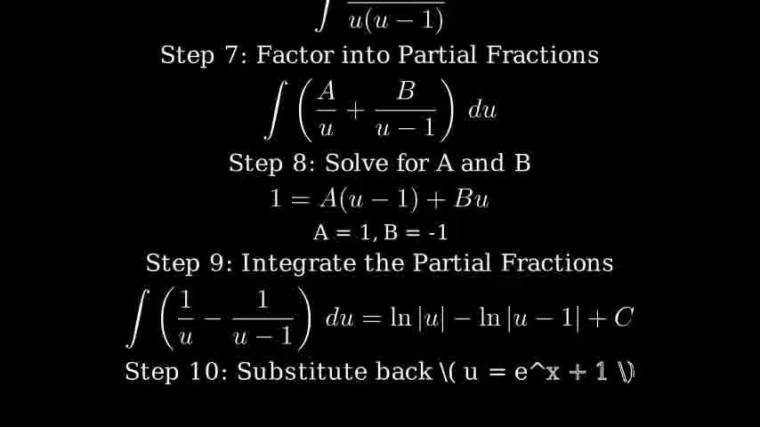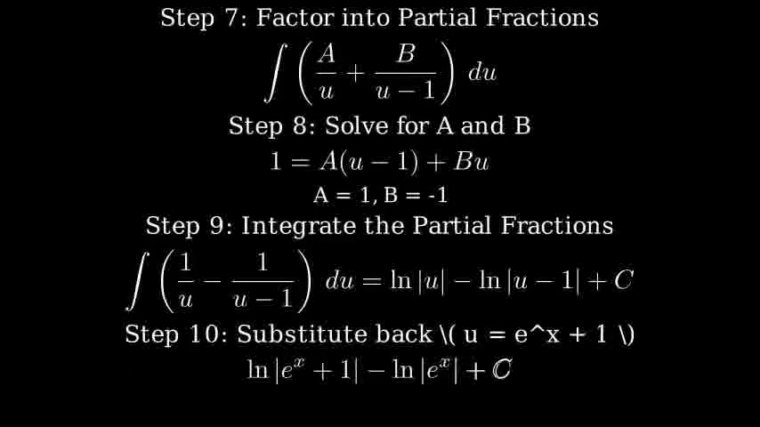Finally, substitute u equals e raised to the power of x plus 1 back into the equation to return to the variable x. The final result is that the integral of the fraction 1 over e raised to the power of x plus 1 equals the natural logarithm of the absolute value of e raised to the power of x plus 1 minus the natural logarithm of the absolute value of e raised to the power of x plus c.